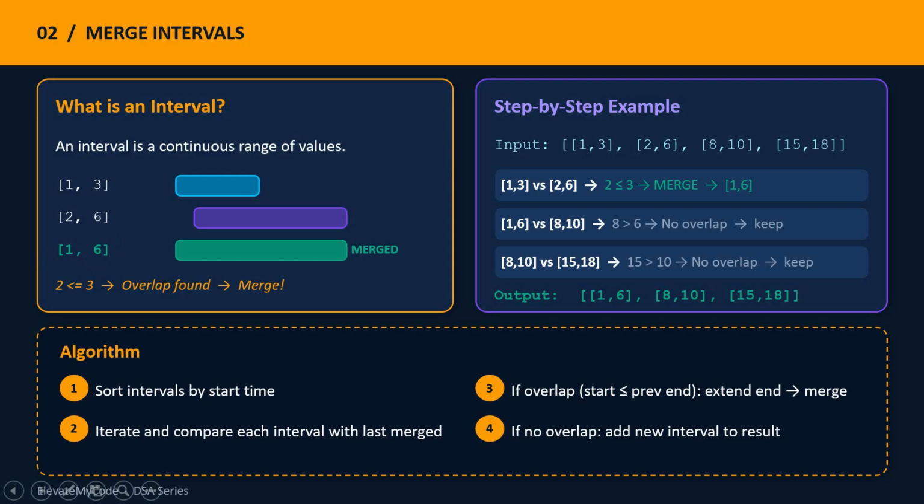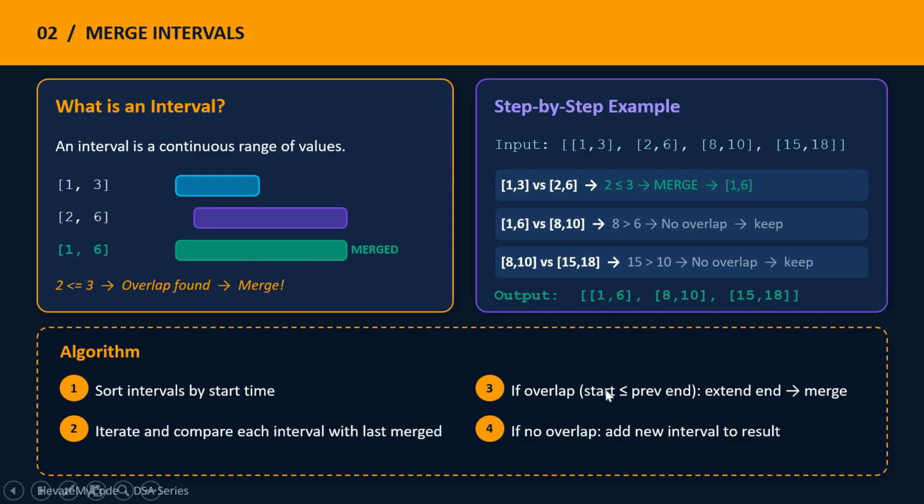So that is the complete problem, and now what are the things we have to take care of and how can we do that. First, we have to sort the intervals by the start time. It is possible that 2 comma 6 will come first and 1 comma 3 will come later, so input can come in any order. So the first step is to sort the intervals by the start time. Second, we have to iterate and compare each interval with the last merged one. And third, we check the overlap, that means start is less than or equal to the previous end.